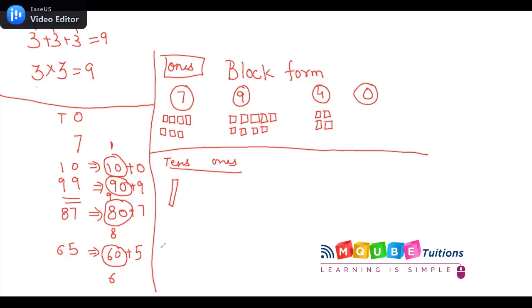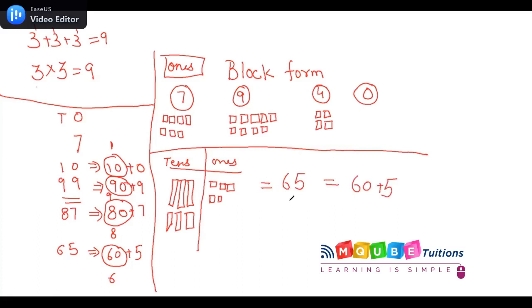So for 65, what will I do? I will draw 6 thin rectangles, we can say. 3 plus 3 is 6, isn't it? 6 tens. And how many ones should I draw to have 65? 5. Very good. Small cubes, like you said, small ice cubes. So this entire number is equal to 65, which equals 60 plus 5, isn't it?